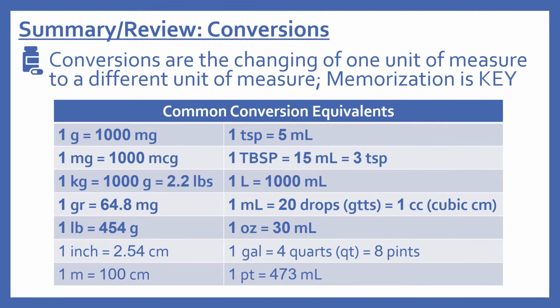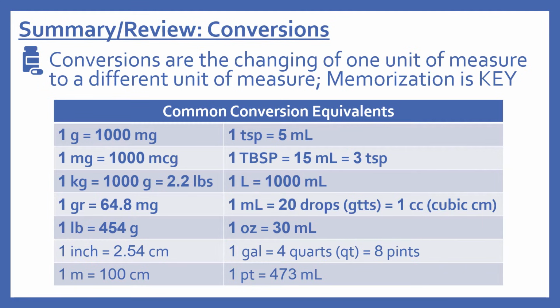Now we'll look at a summary and review of the conversions video. Conversions are the changing of one unit of measure to a different unit of measure, and memorization is key. You have to know the equivalents to be able to even begin a conversion calculation. I'll review the common conversion equivalents once more here. 1 gram equals 1,000 milligrams. 1 milligram equals 1,000 micrograms. 1 kilogram equals 1,000 grams, which also equals 2.2 pounds.